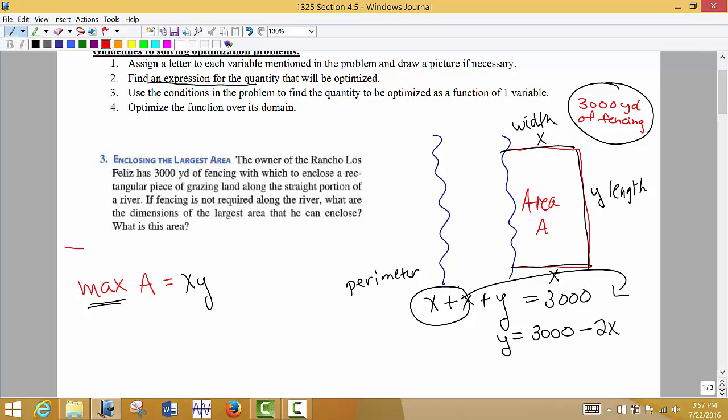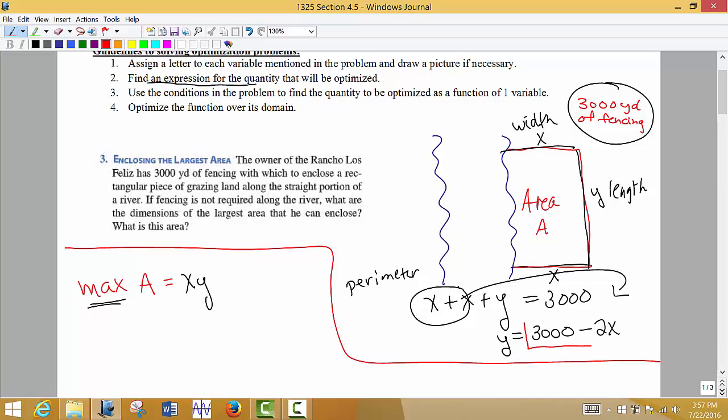All right, so we have what we want to maximize, but we want it to be in terms of only one variable. So we look to the other information that we're not asked to maximize and see if we can find something there that relates the two variables together so that we can solve for one of the variables. Now, if Y is equal to 3,000 minus 2X, I'm going to substitute it in place of Y in my optimization equation. So we want to maximize area, and we're going to say X times, replacing the Y with 3,000 minus 2X.